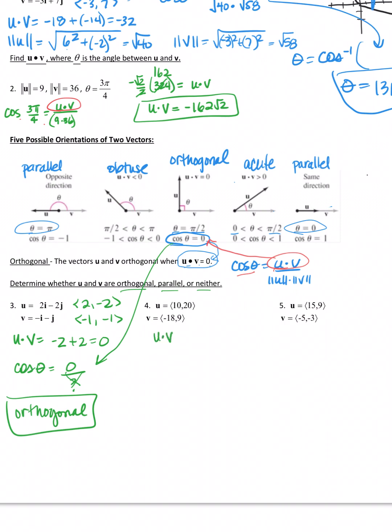All right, let's do this one. The dot product of u times v would be, what, -180 plus 20 times 9 is a +180. All right, so my dot product is again 0. So I know the cosine of theta is 0, which means that they are orthogonal.